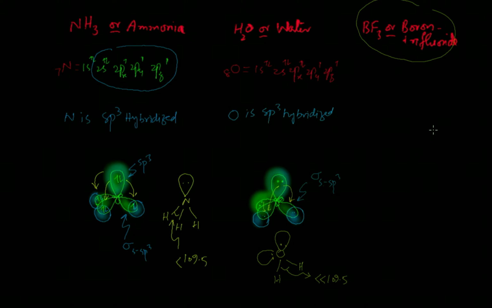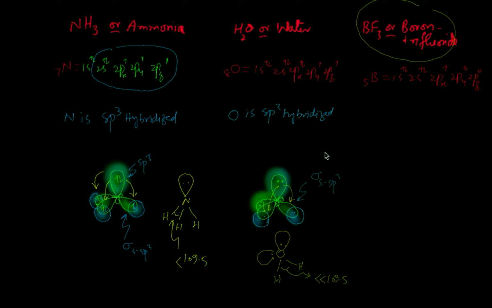So the bonding in the BF3 molecule is like, we have boron. Suppose here, boron's electronic configuration is 1s2 electrons, 2s2 electrons, 2px only one electron, 2py is 0, 2pz is 0.